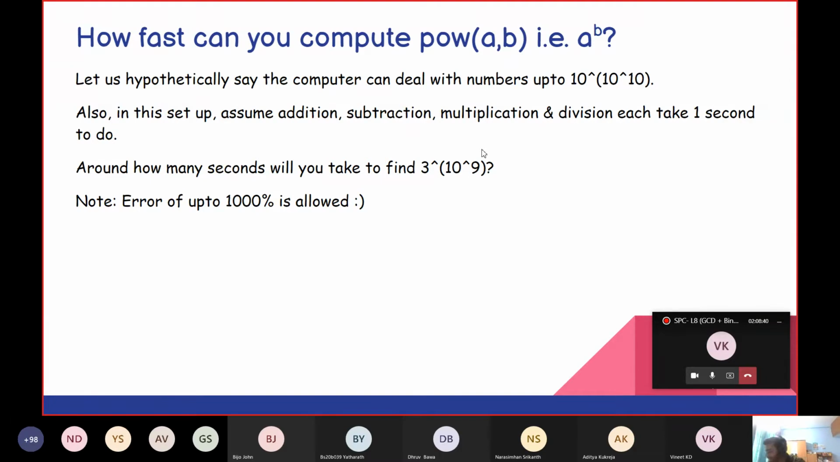So yeah, all the answers are in the chat. 1e9, yes, that's a possible answer. You can just keep multiplying by 3 continuously, so 10 power 9 seconds. That's another answer. Okay, so 10 power 9 works.